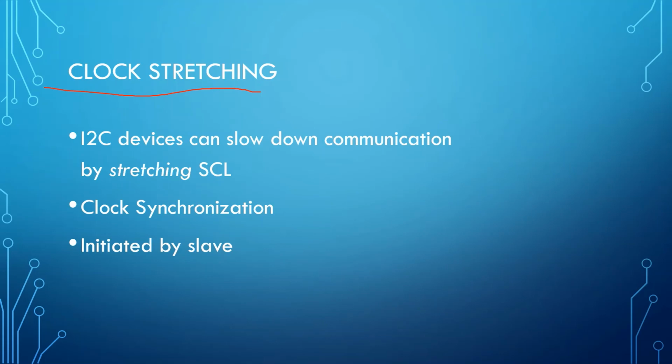Generally, I2C devices can slow down communication. Means stretching will slow down the communication between master and slave, and it's also called clock synchronization between master and slave. Means if the slave is slow, then the master will synchronize with the slave by lowering the clock, and clock stretching is always initiated by the slave.